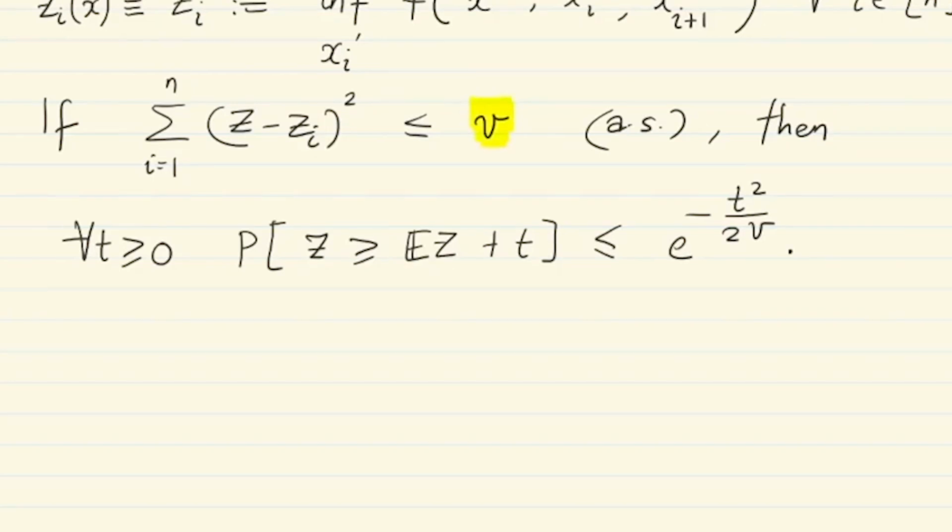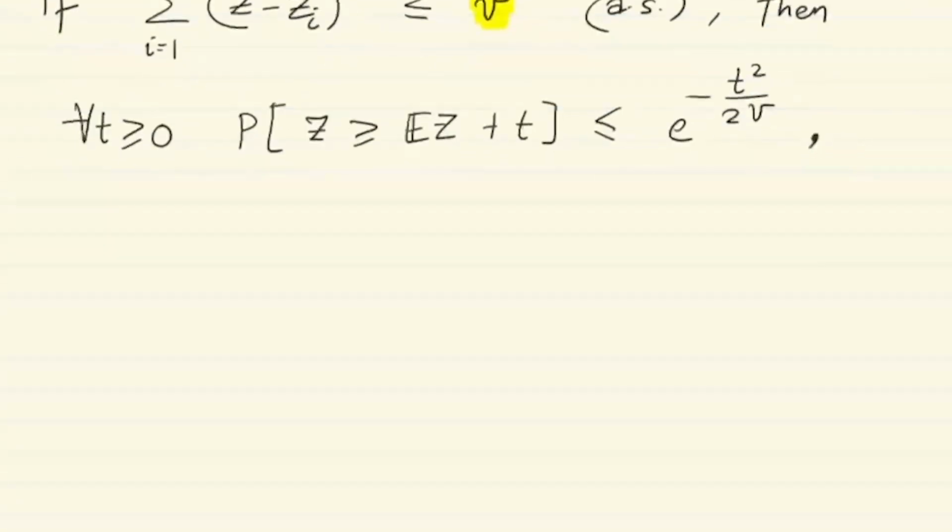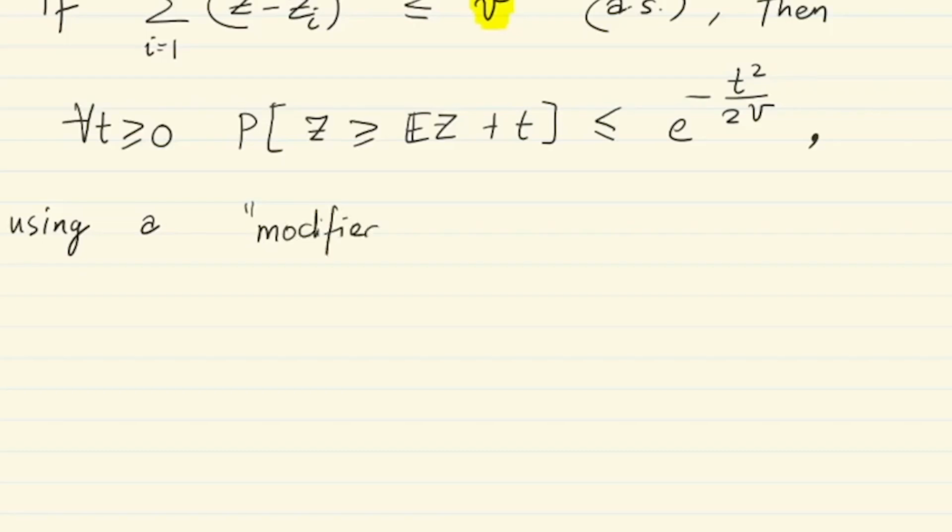Okay, so this was basically the way we did it. One of the key ingredients in this proof using the entropy method was to first show a modified log Sobolev inequality, if you recall.